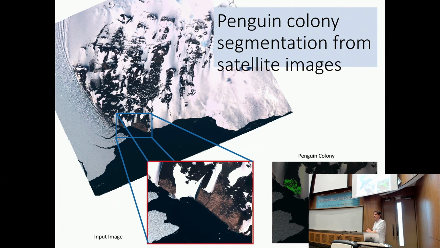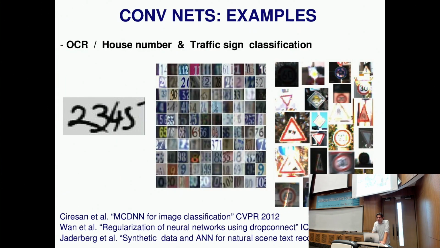Okay? So these are two problems that I will use to show you how you can do artificial intelligence. It turns out that the two problems are quite similar. Okay? The satellite images and the histopathology images are quite similar in what it is that you are trying to find.